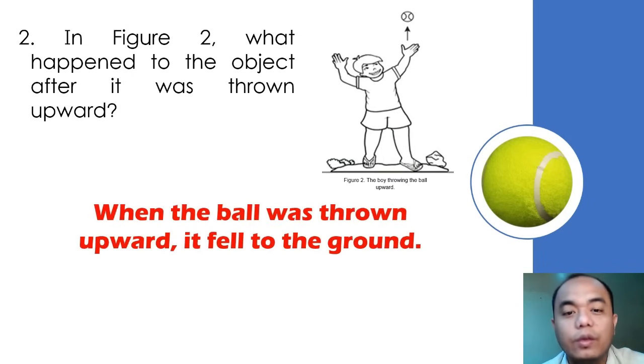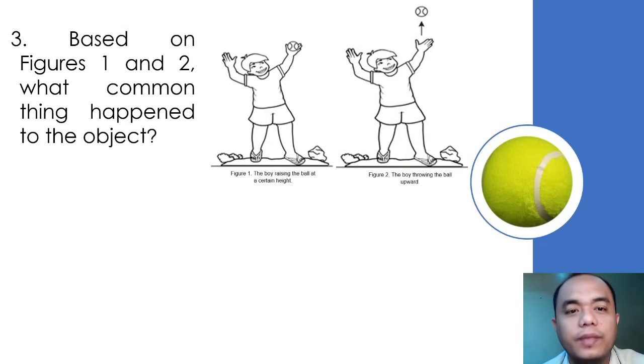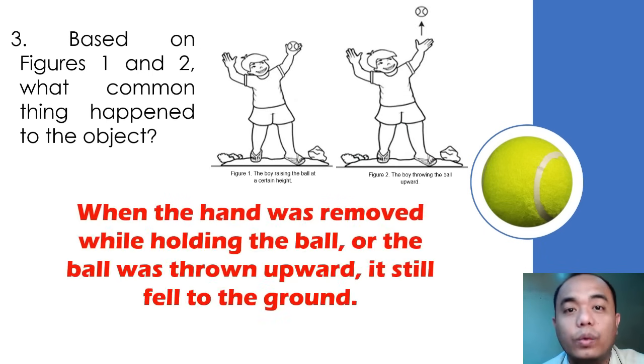Yes, very good. When the ball was thrown upward, it fell again to the ground. Let's have question number 3. Based on figures 1 and 2, what common thing happened to the object? Yes, you're correct. When the hand was removed while holding the ball, or the ball was thrown upward, the ball fell to the ground. Binitawan mo or hinagis mo yung bola pataas, yung bola nahulog pa din sa lupa.